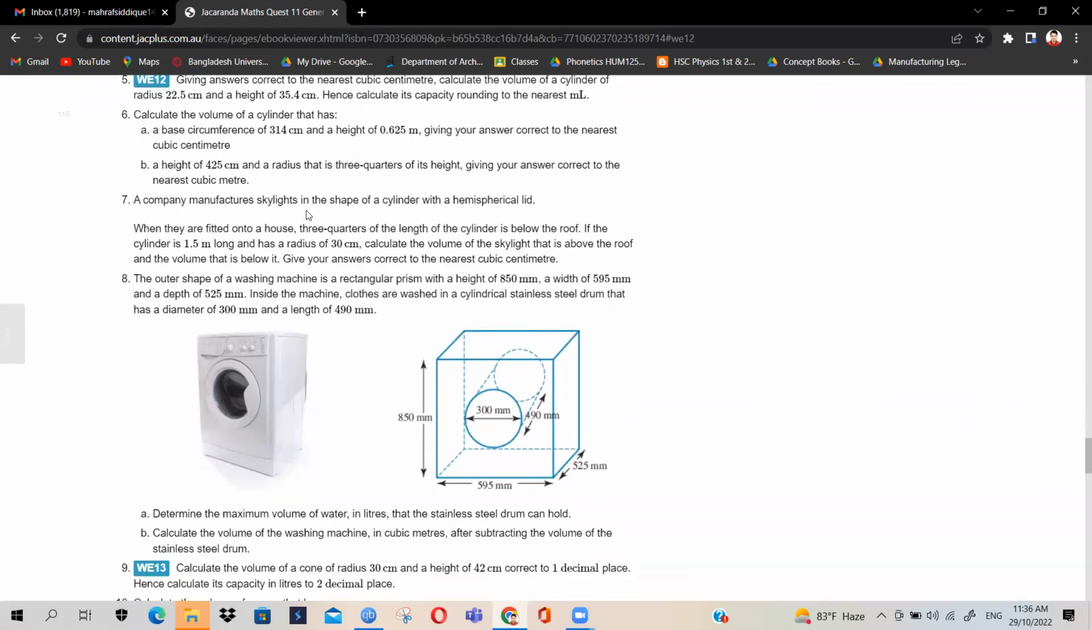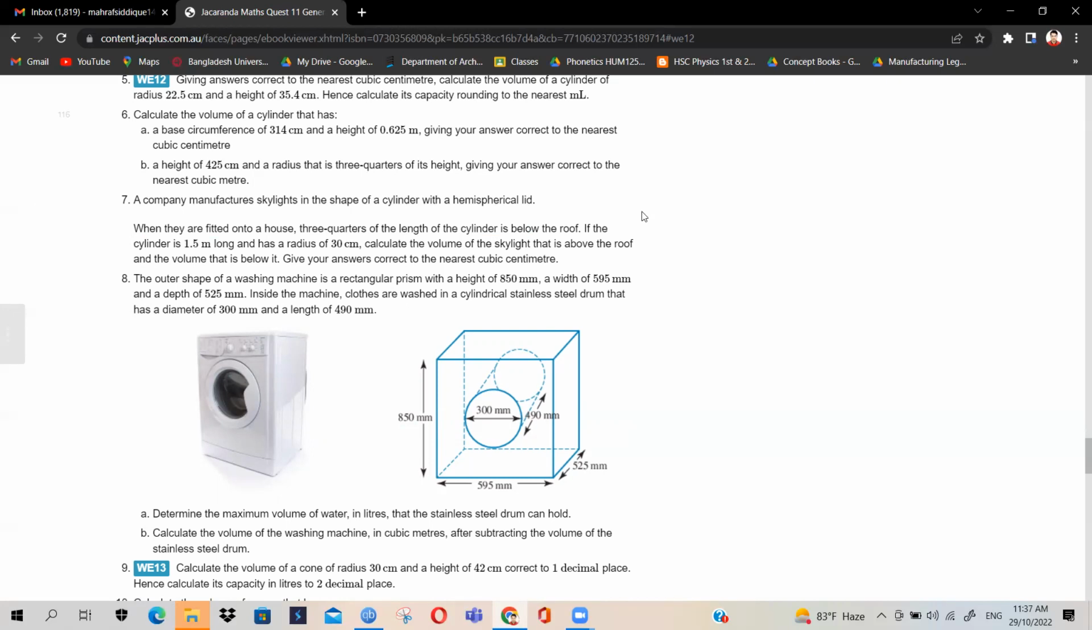A company manufactures skylights in the shape of a cylinder with a hemispherical lid. It's like, as I say, in the case of the masjids we design. So when they are fitted under a house, 3/4 of the length of the cylinder is below the roof. If the cylinder is 1.5 meter long and has a radius of 30 centimeters, calculate the volume of the skylight that is above the roof and the volume that is below it.